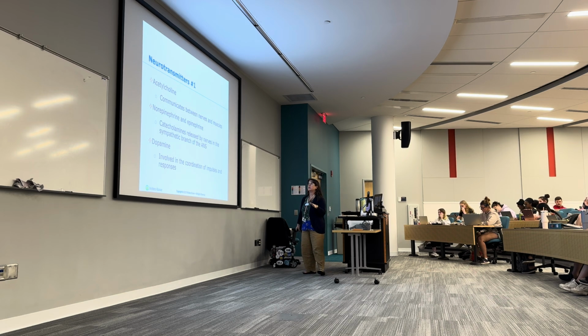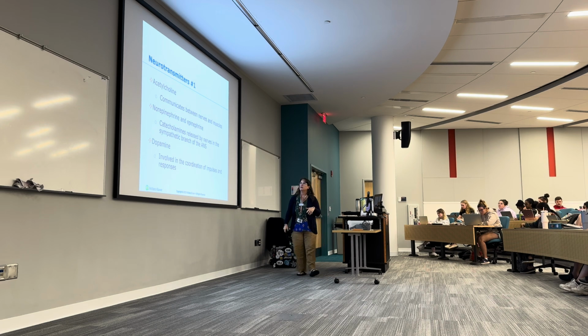Dopamine is involved in the coordination of impulses and responses, and that is the one, again with the movement. We talked about Parkinson's disease and how if we don't have dopamine, we've got those tremors because it allows the acetylcholine to be more active. So, all right, just to review some of our neurotransmitters.